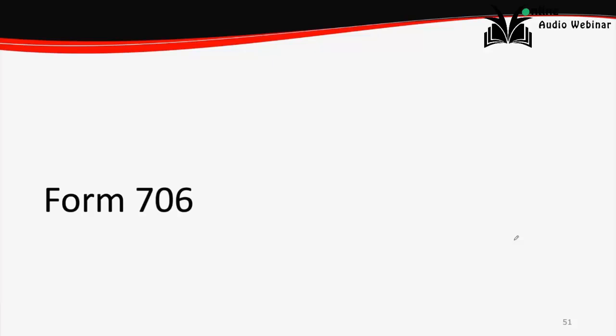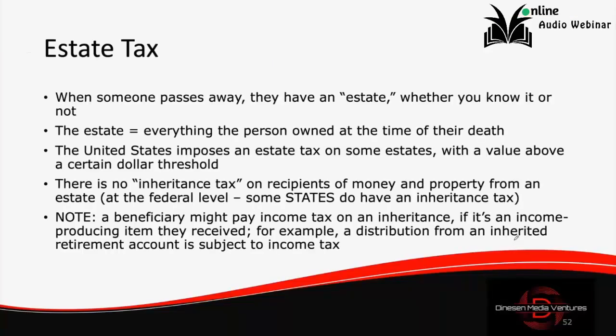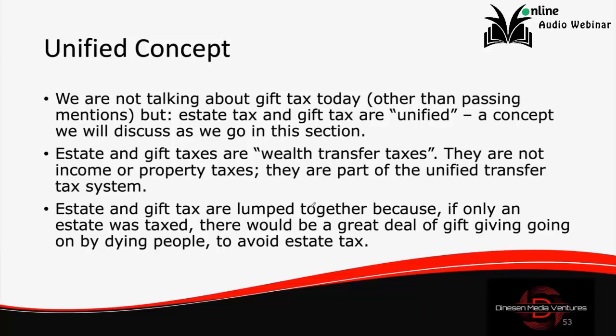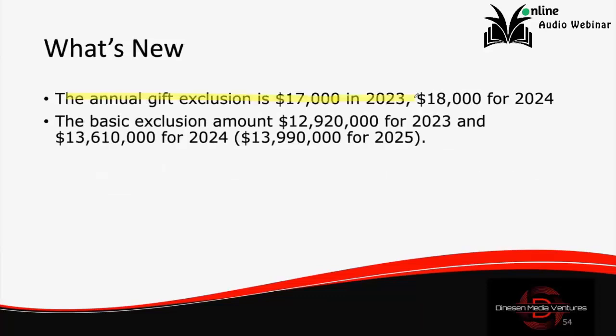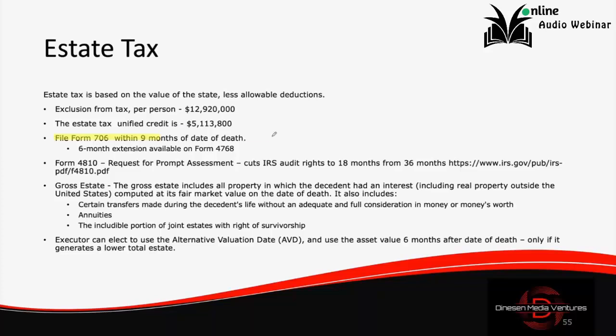All right, now we move on to Form 706. We touched on this earlier. When someone passes away, they have an estate. Whether you know it or not, they do in fact have an estate, which is everything that they owned at the time of their death. Unified concept. The annual gift exclusion for 2023 was $17,000. It's $18,000 for 2024. But first, let's talk about the forms.